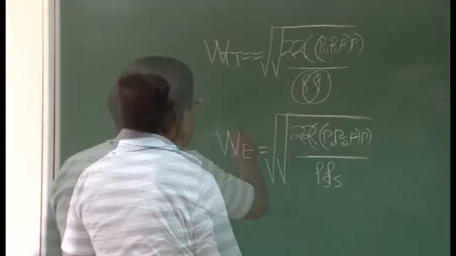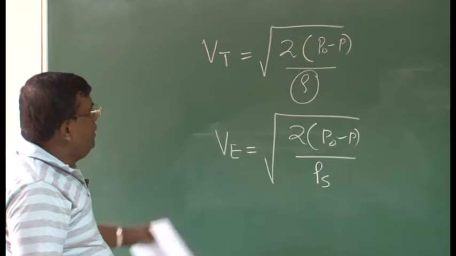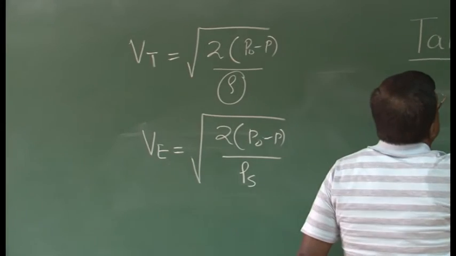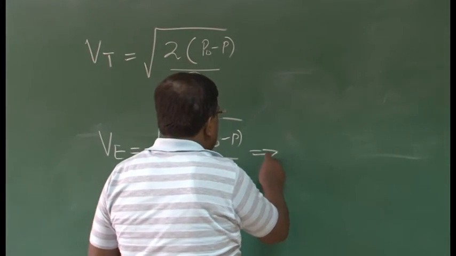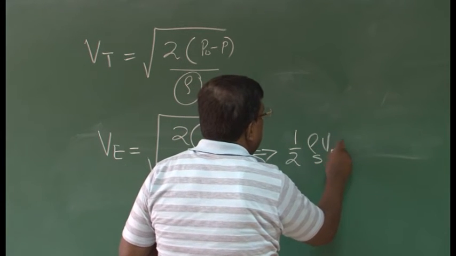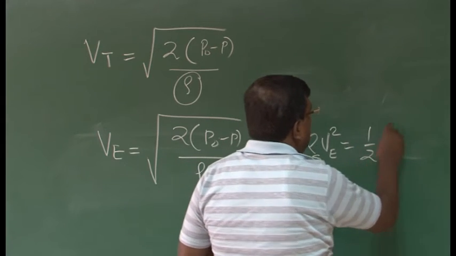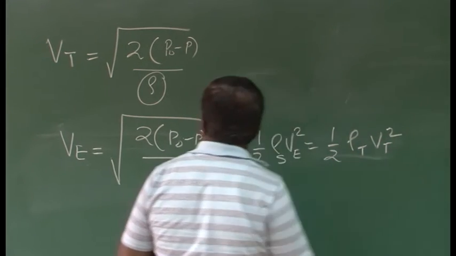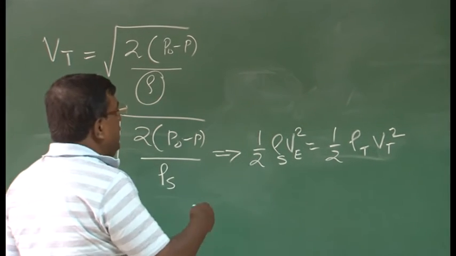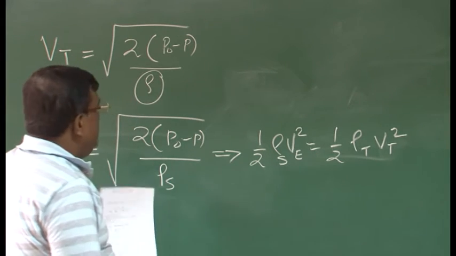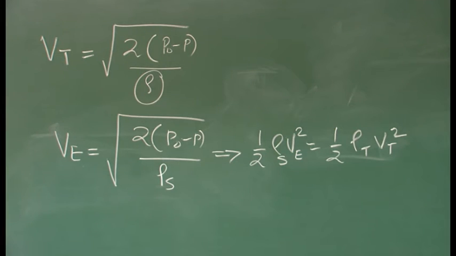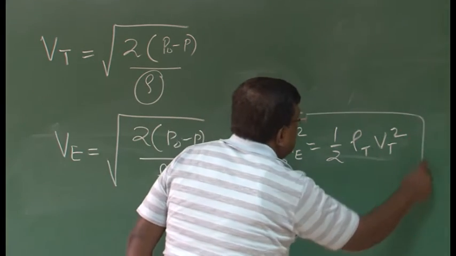Okay? Now, if I again see this expression a little carefully, what does this expression mean to us? This is equivalent to saying half rho standard V equivalent square equals half rho true V true square. You could see easily here, right? P naught minus P, you replace by dynamic pressure, and then you can see this is nothing but half rho s V equivalent square, half rho true V true square. We have seen this, right? What is the meaning of this?